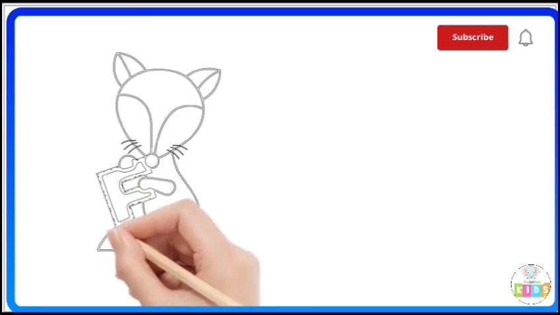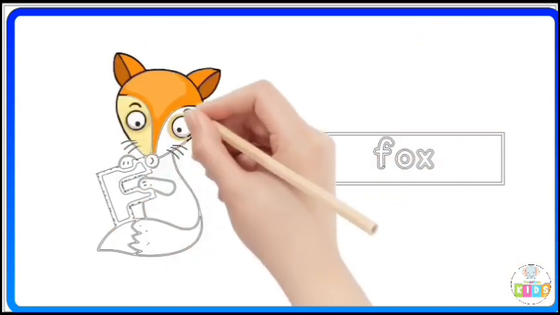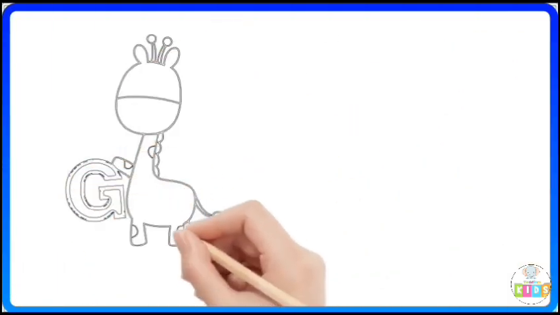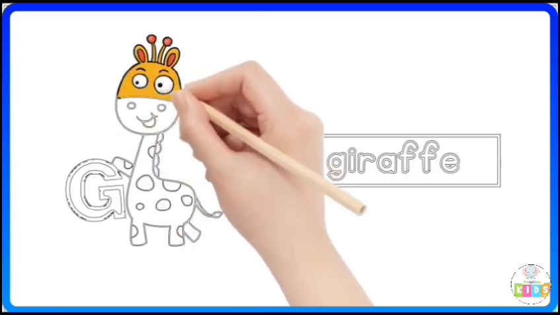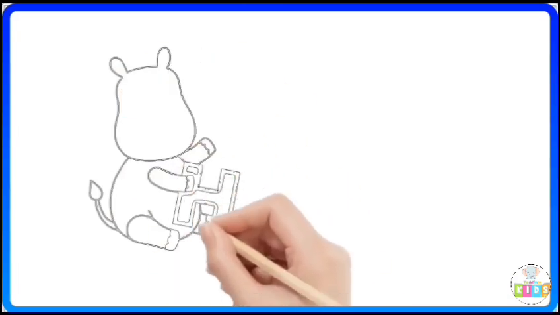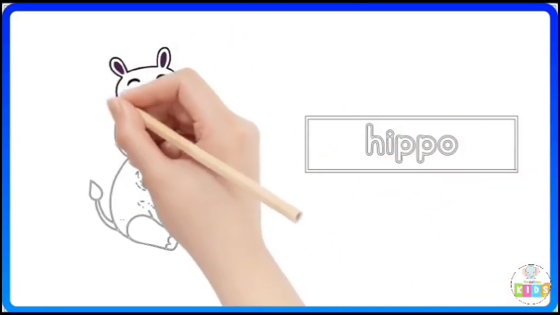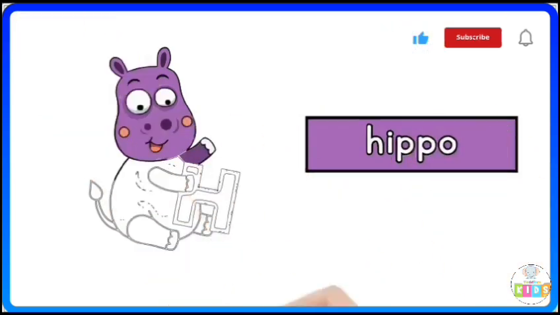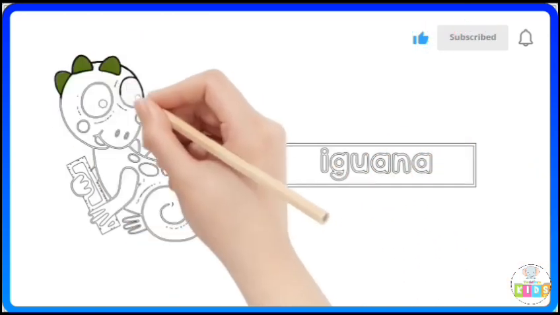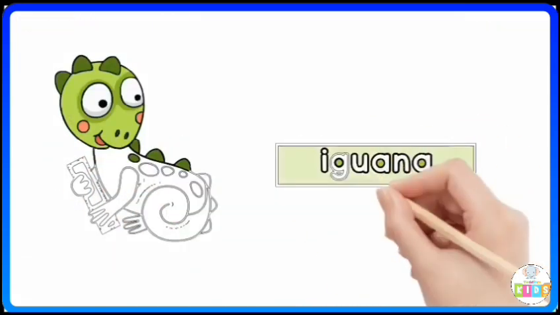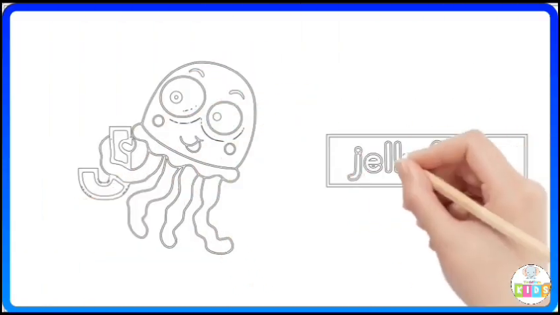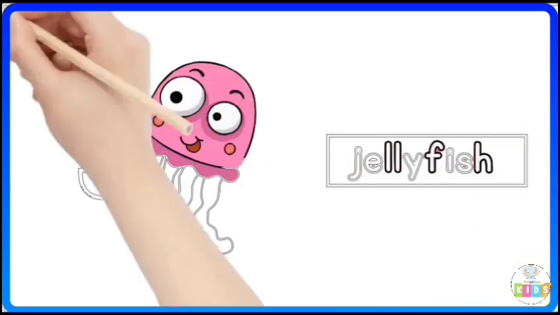F for fox. F for fox. G for giraffe. G for giraffe. H for hippo. H for hippo. I for iguana. I for iguana. J for jellyfish. J for jellyfish.